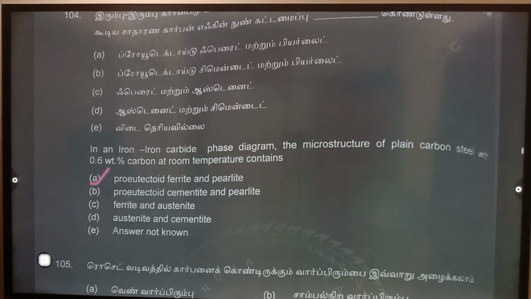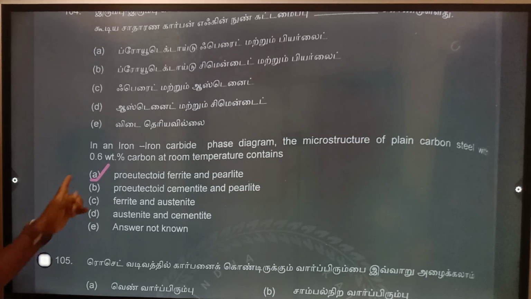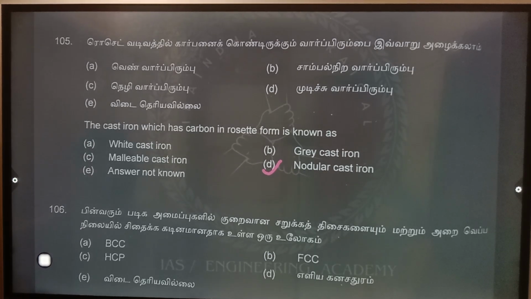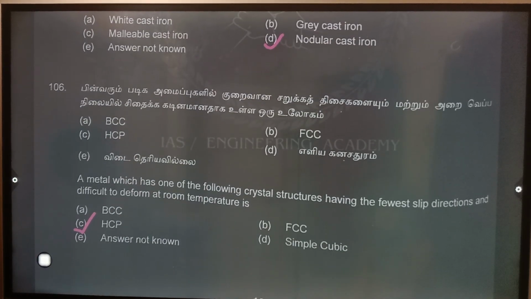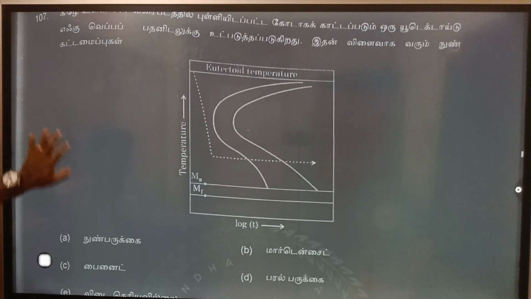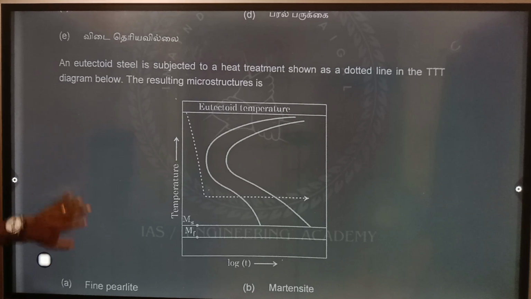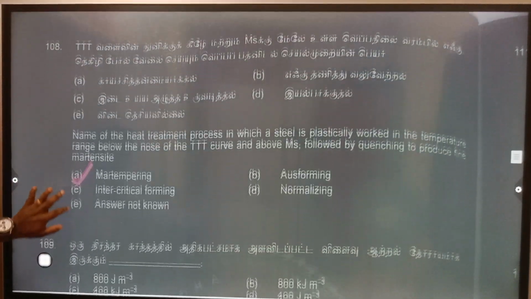104: in an iron carbide phase diagram, the plain carbon steel microstructure that contains proeutectoid ferrite and pearlite. Answer is A. 105: the cast iron which has carbon in rosette form is nodular cast iron. D is the answer. 106: a metal with the fewest slip directions, difficult to deform at room temperature, has the HCP, hexagonal close packing structure. C is the answer. 107: a eutectoid steel is subjected to heat treatment as shown dotted in the diagram. Answer is bainite, C is the answer.